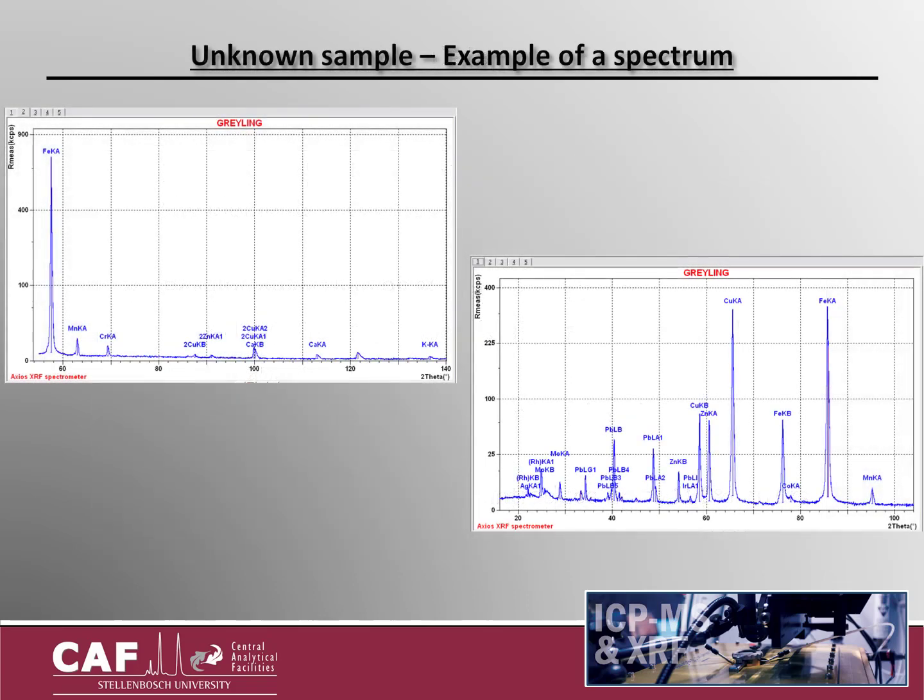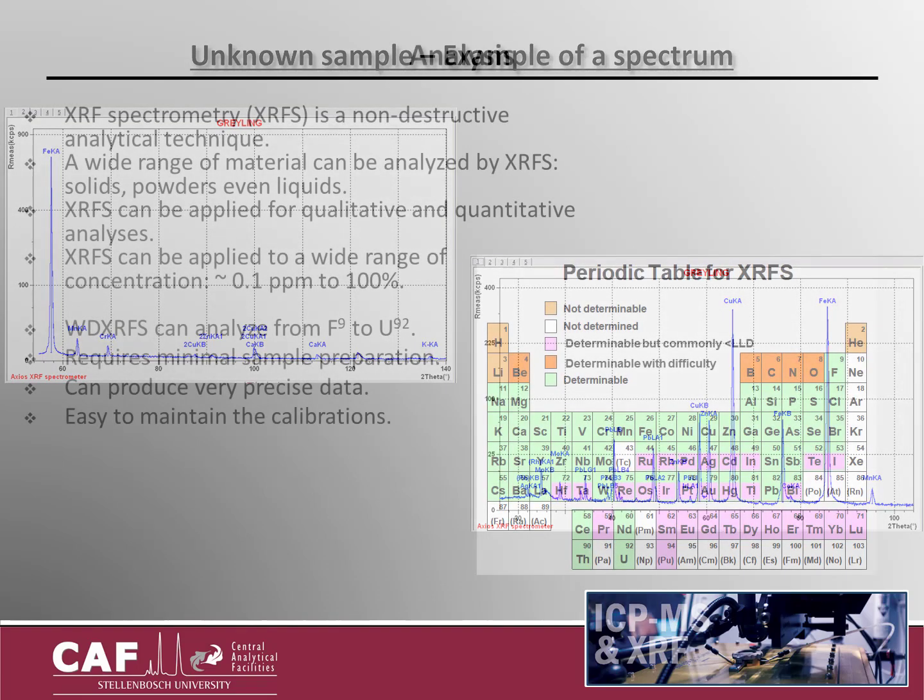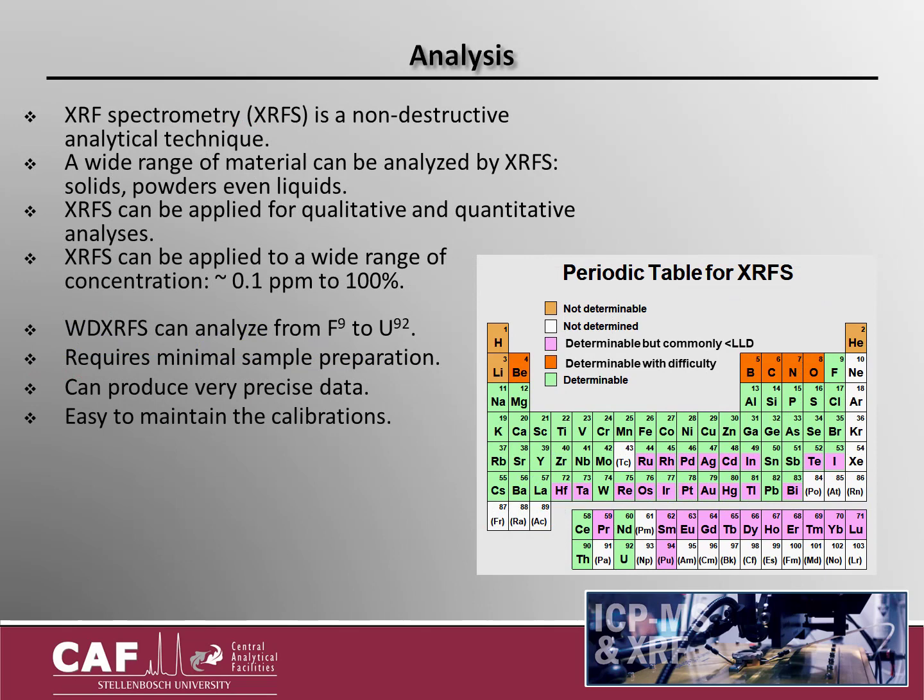The following image displays a partial portion of a line spectrum from an unknown sample. The line spectrum can be used as a qualitative analysis to determine what elements are present in the sample. To conclude, let's summarize the analytical abilities of the XRF spectrometer.